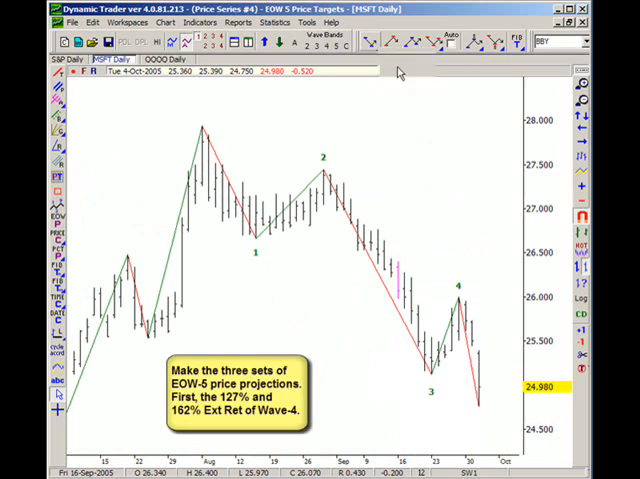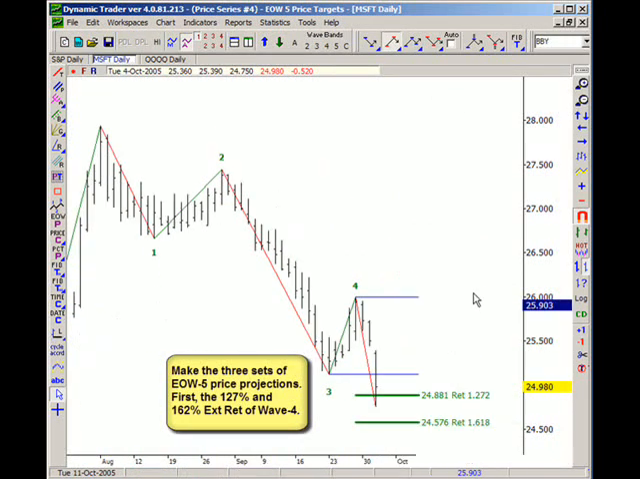So the first set of projections, let's just do the external retracements of Wave 4, and I've got to click on the right bar there. There we go. As of the last bar in the chart, it's reached the 127% external retracement, and more than likely the extreme is going to be around the 162.